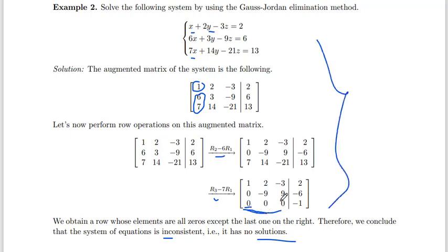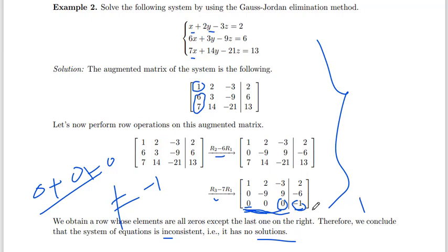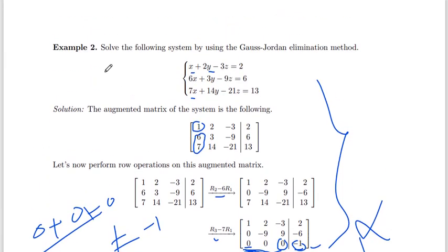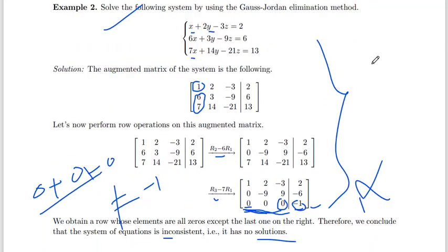Question completed. So this system has no solution. Why? Because you can see that here -1. If all the values are 0, then we get the right solution. But here you can see that 0 plus 0 plus 0 is equal to what? We get -1. This is not possible. 0 is equal to -1 is not possible, so this system has no solution. This is the Gauss-Jordan elimination.